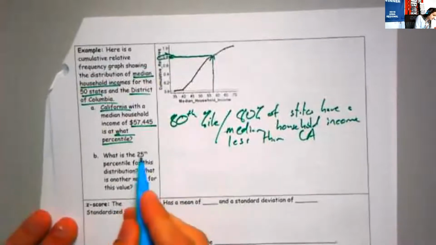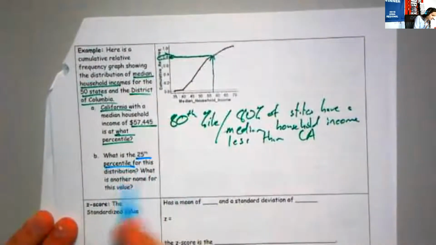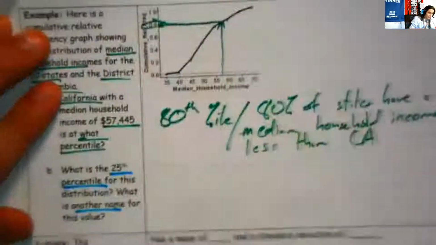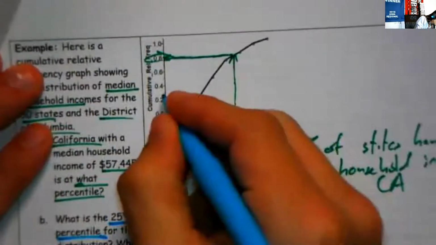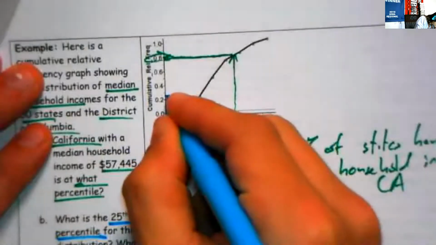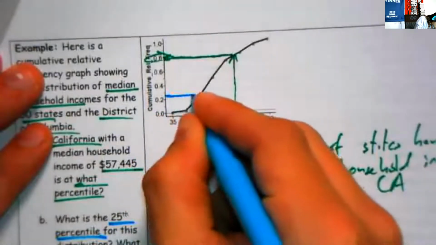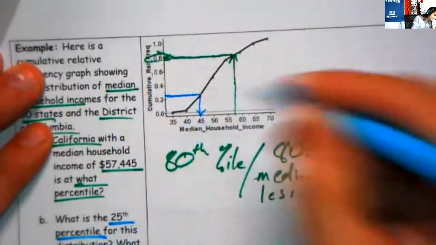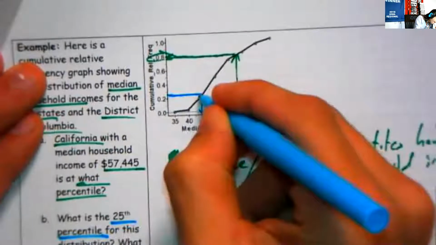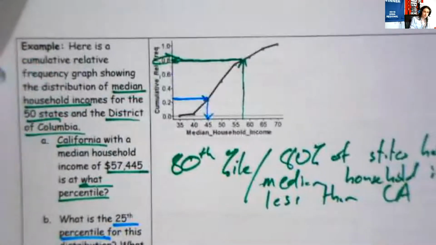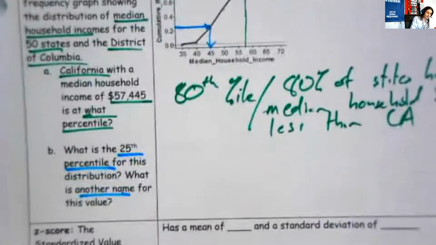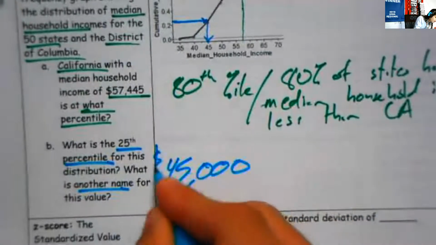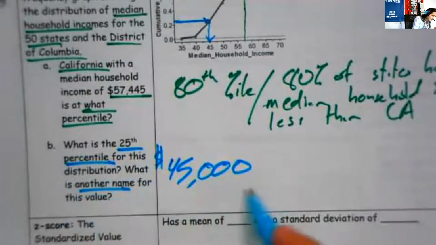And then I can go back and ask myself a second question, kind of go in the other direction. What's the 25th percentile of this distribution, and what's another name for that value? Well, 25th percentile, we know how much is accounted for up till here. So I go from 25, I take that out to about there. Take that down to there. Notice we went kind of backwards by the arrows this time. That looks to be at about $45,000. What do you call the 25th percentile? That's the first quartile.